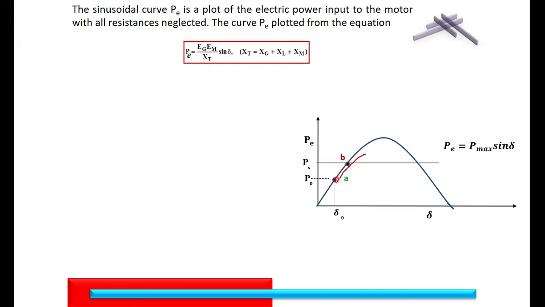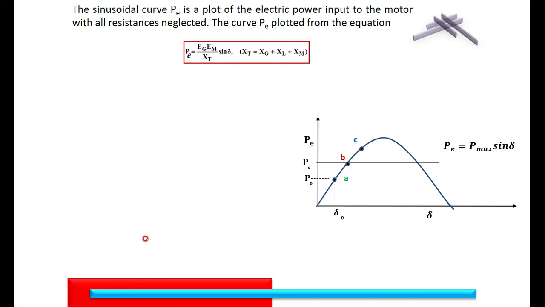Then from A to B, your electrical input is less than the mechanical power output. Therefore, there is a deceleration. Therefore, from A to B, the speed goes on decreasing and the delta angle is increasing. Now the point is not settled immediately at B, but it is moving to the point C.